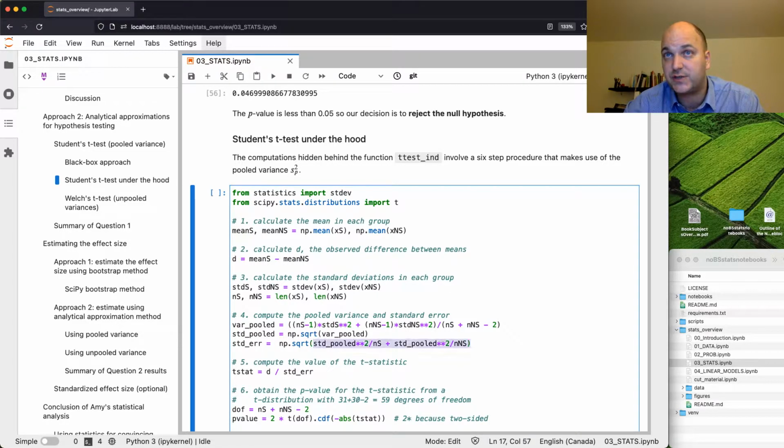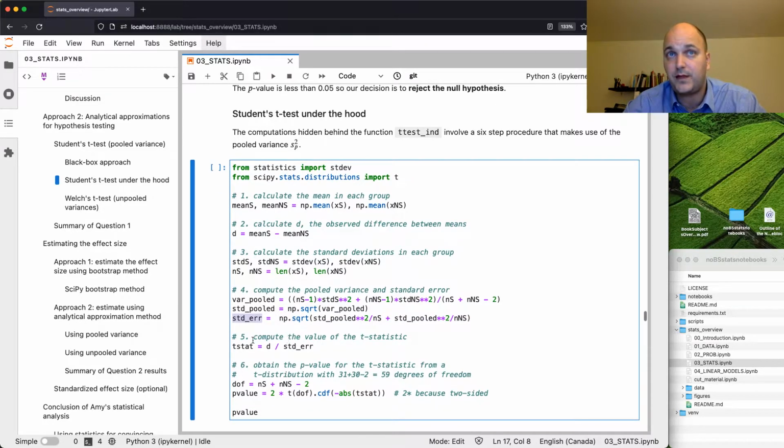Then the actual standard deviation of the sampling distribution of capital D is called the standard error. And then the t statistic is just the difference divided by the standard error. The degrees of freedom are the combined sample size minus 2.